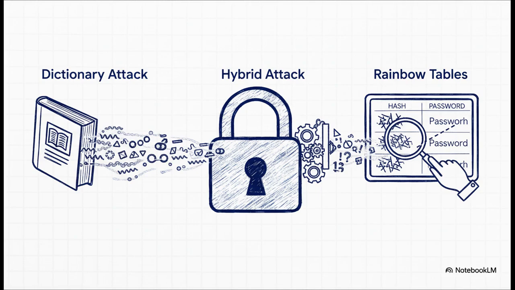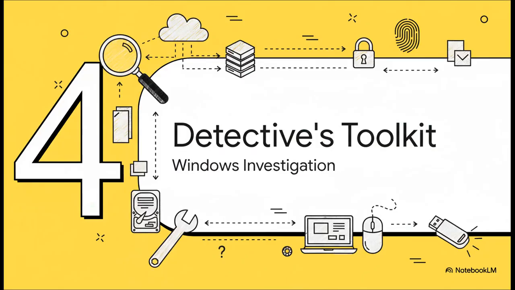But of course, investigators don't just rely on brute force. They use much smarter methods to speed things up. A dictionary attack, for example, will just try common words or passwords from known data breaches. A hybrid attack gets even cleverer, trying combinations like password with numbers and symbols at the end. And then there are rainbow tables, which are basically giant pre-computed answer keys that let them look up password hashes incredibly fast.